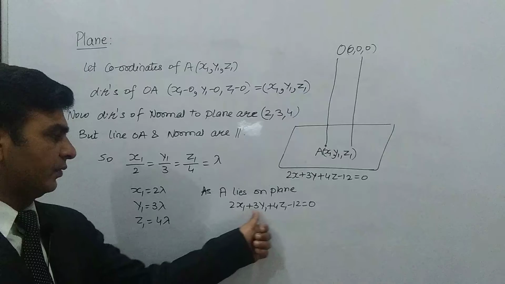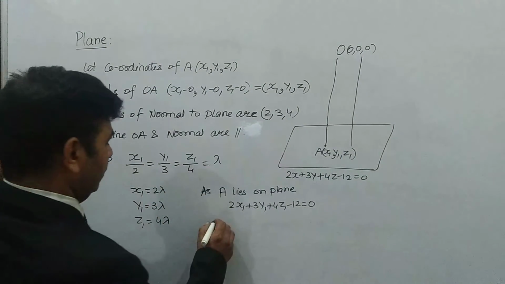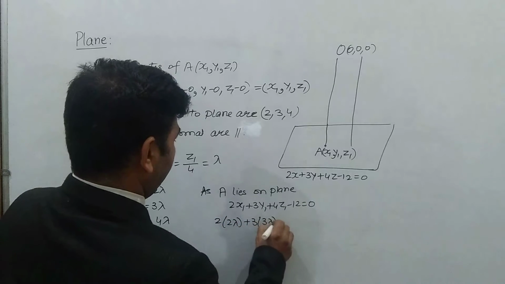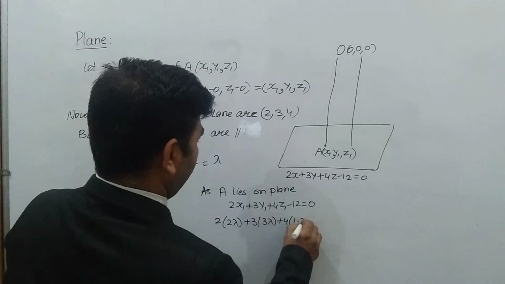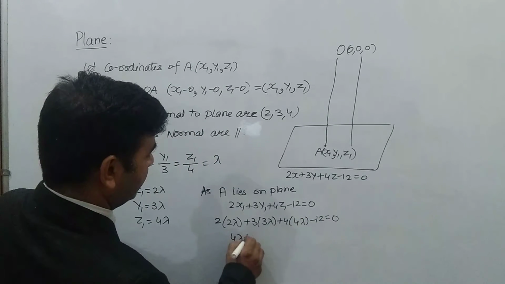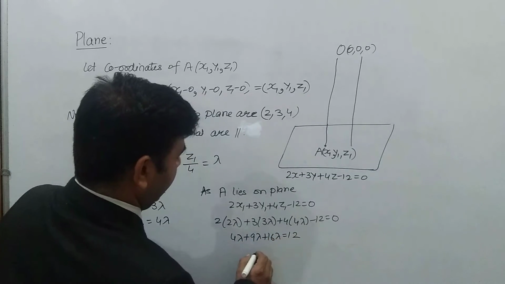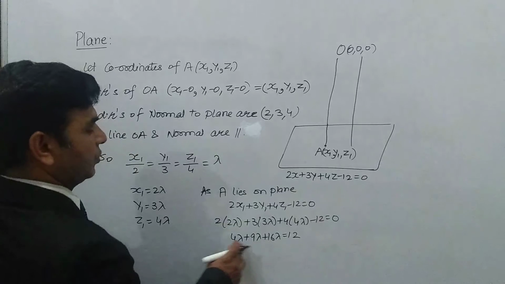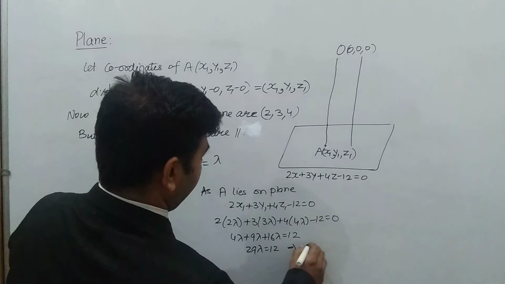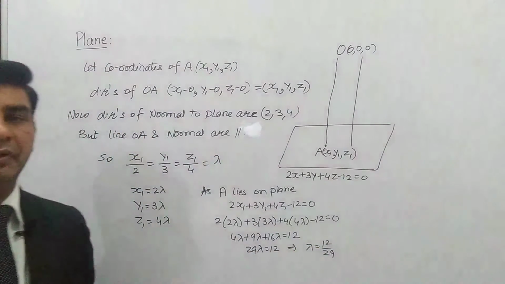Here x1, y1, z1 are 2 lambda, 3 lambda and 4 lambda. So this is twice 2 lambda plus 3 times 3 lambda plus 4 times 4 lambda minus 12 equal to 0. This is 4 lambda plus 9 lambda plus 16 lambda equal to 12, which gives 29 lambda equal to 12, so lambda is equal to 12 upon 29. So we got the value of lambda.